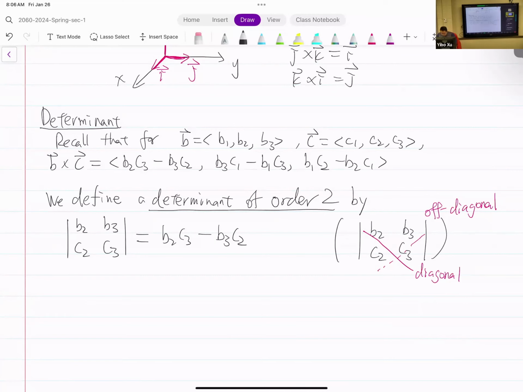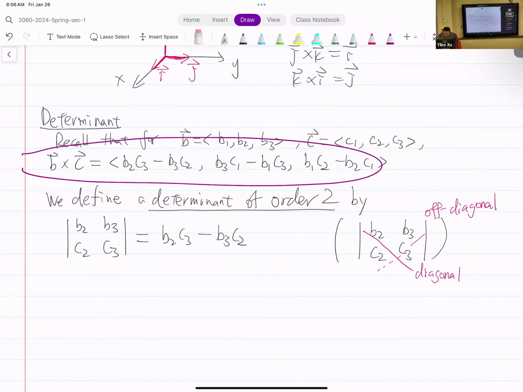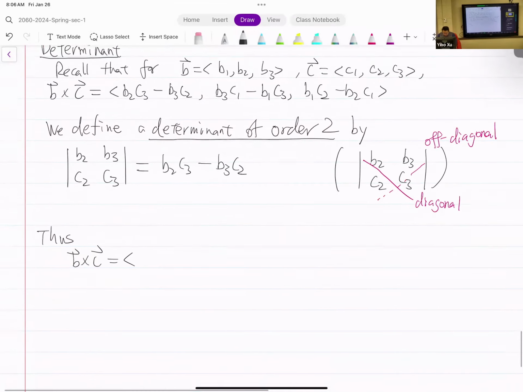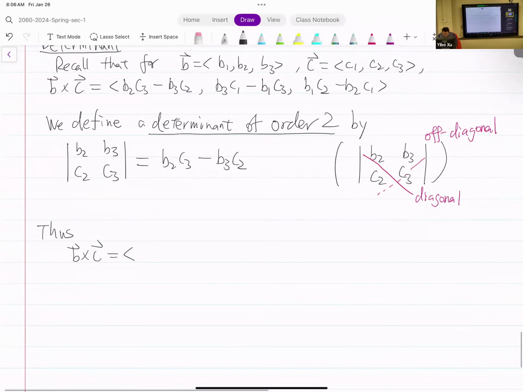So we are going to introduce the order 3 determinant, but now, of course, for this formula, we want to write it another way. Okay? So then, for every entry, we can express things in terms of the order 2 determinant. So thus, B cross C can be written as, here we can just write B2, B3, C2, C3 here as the first entry. That's exactly the thing that we defined as the order 2 determinant, right?